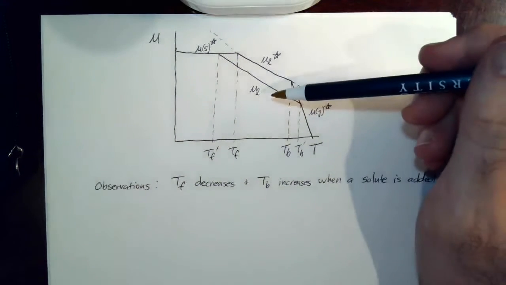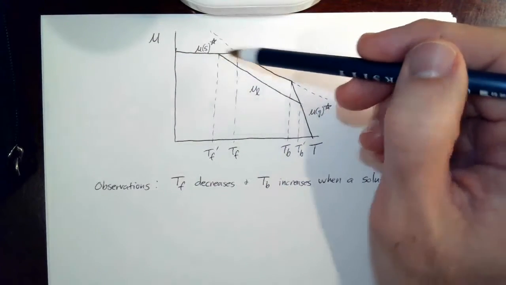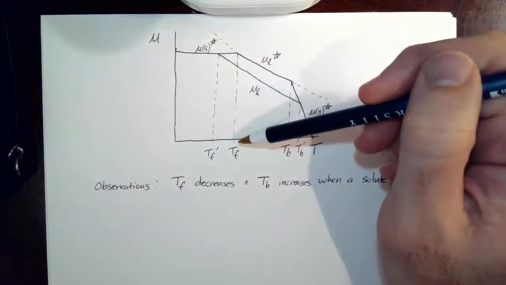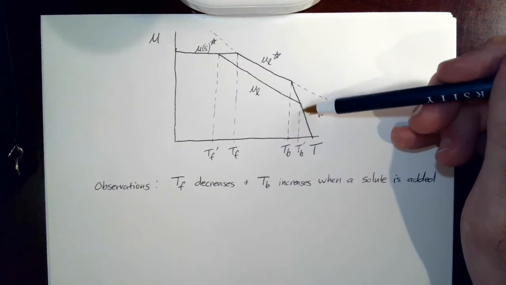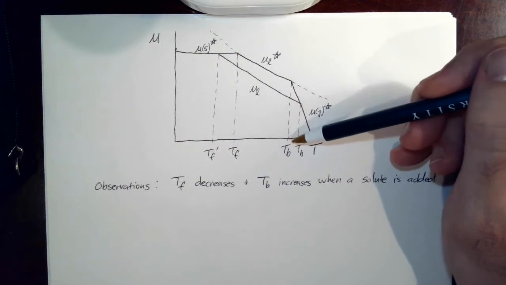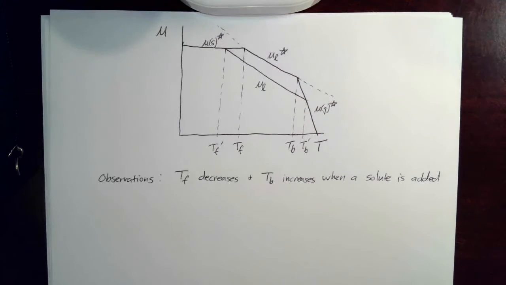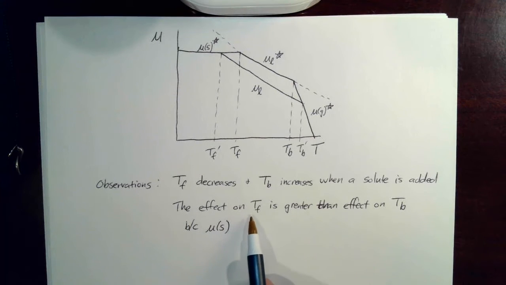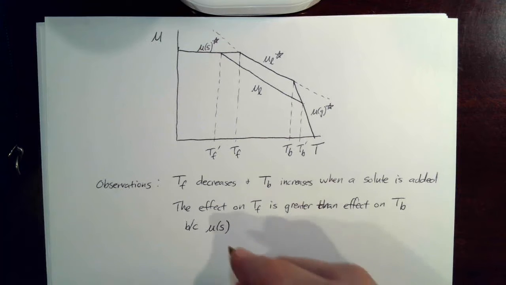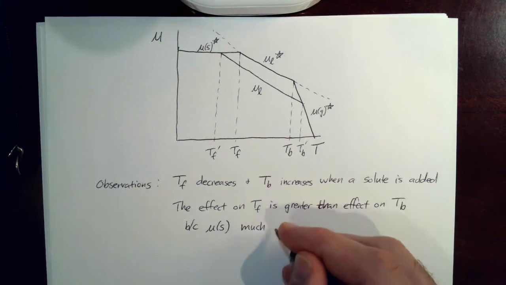And the answer is yes, because this line has a shallower slope. So a vertical change is going to cause a bigger horizontal change. This one has a much steeper slope. So a big vertical change is not going to equate to a big horizontal change. So the effect on the freezing temperature is greater than the effect on the boiling temperature. And that's because mu S is much less steep than mu G.